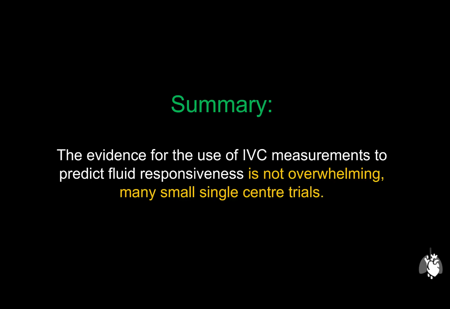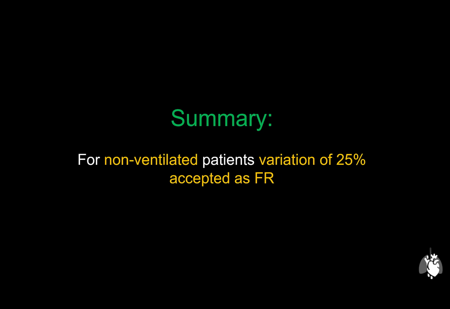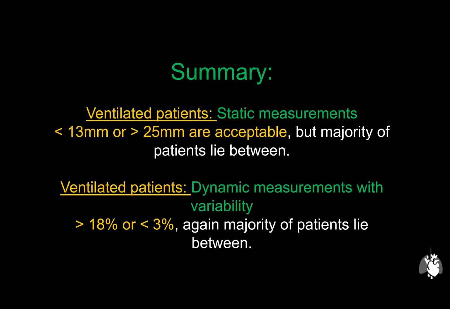In summary, the evidence for the use of IVC measurements to predict fluid responsiveness is not the best. For non-ventilated patients, 25% variability is accepted as evidence for fluid responsiveness. For ventilated patients, static measurements of less than 13, or greater than 25 mm, are accepted as evidence for fluid responsiveness or the lack thereof. Dynamic measurement thresholds lie between greater than 18 and less than 3%. Note that the majority of patients lie between these thresholds, for both static and dynamic measurements.